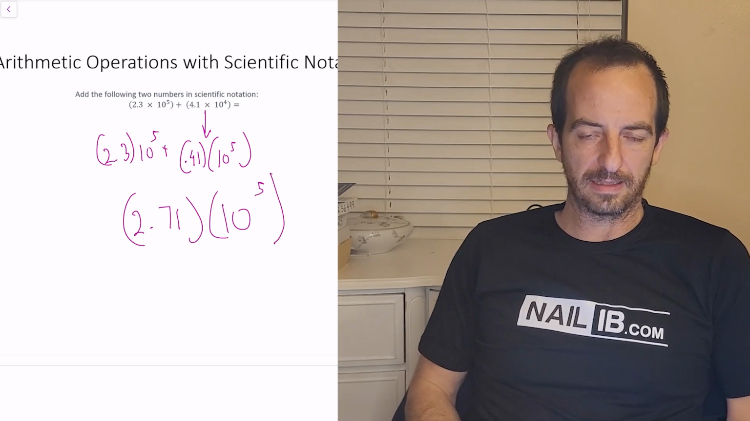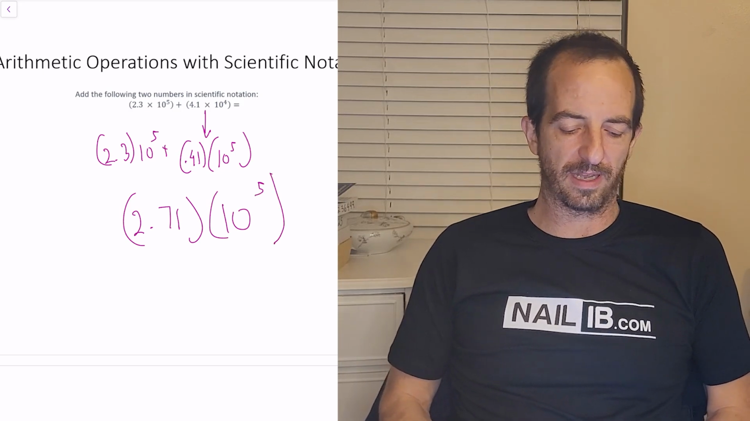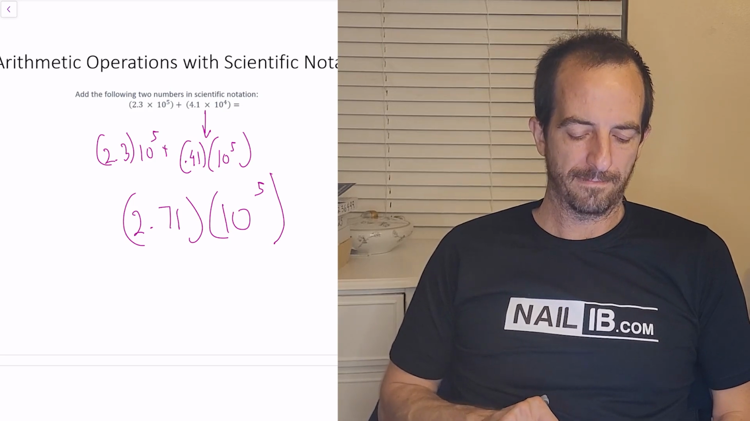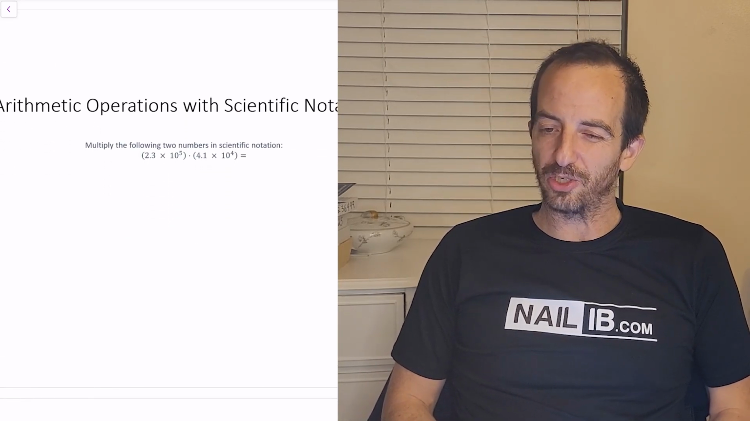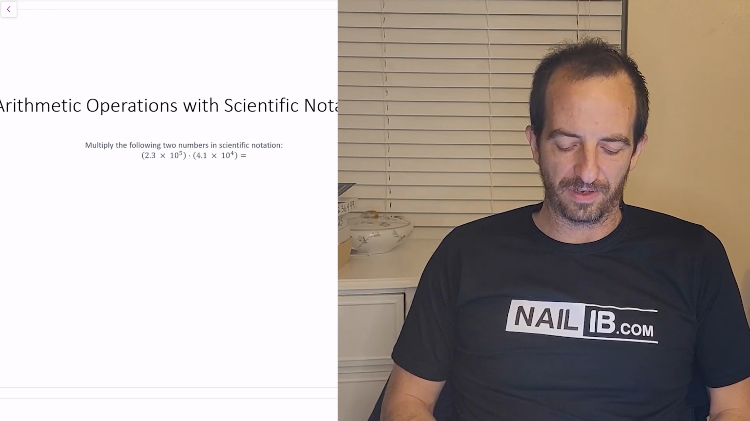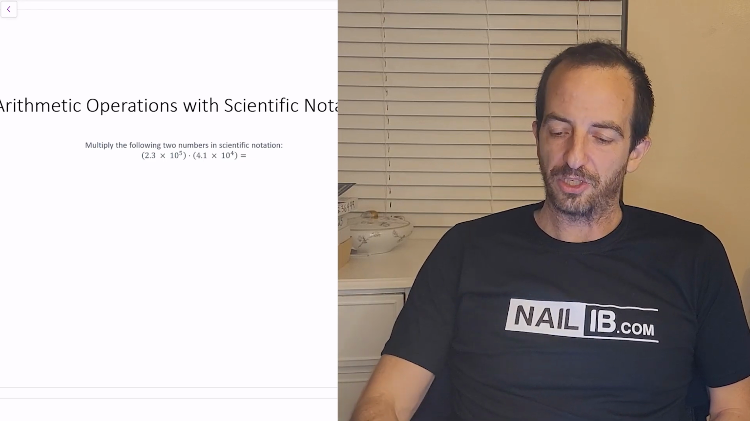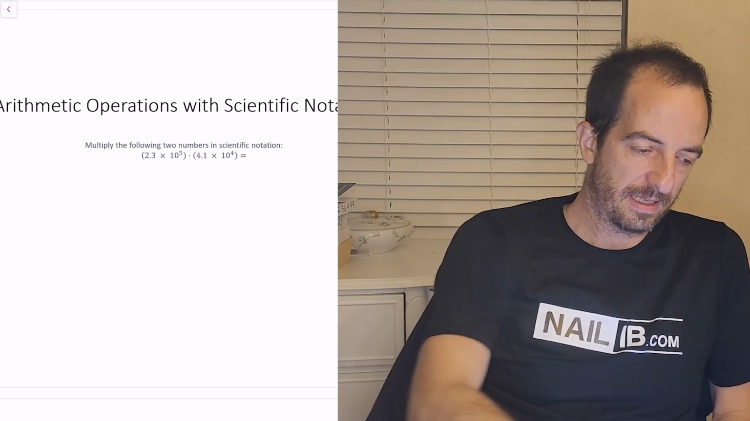And that's still in scientific notation, so that would be our final answer. Here we have it even easier. It's multiplication, because with multiplication, we don't really have to worry about the different degrees in the 10. We can just multiply everything across, and that's what I'll do.